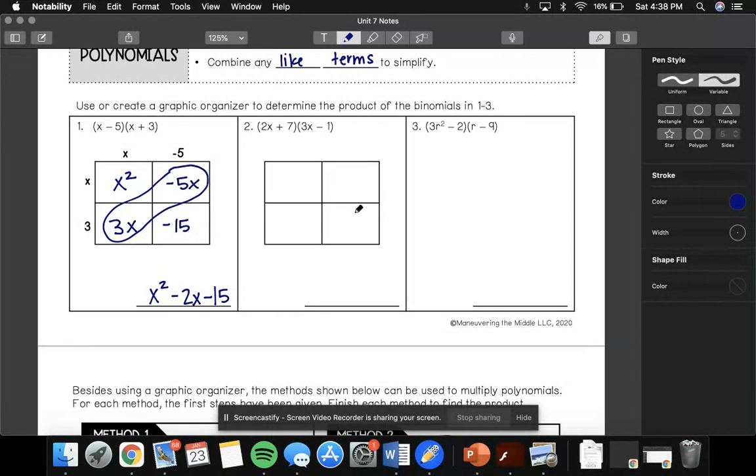All right, for this one, we're going to create the area model together. 2x plus 1, so I'm going to put 2x right here. Or that's a 7, sorry.